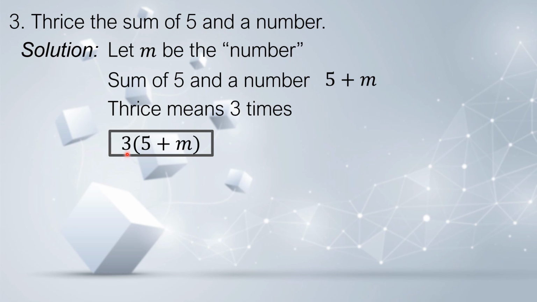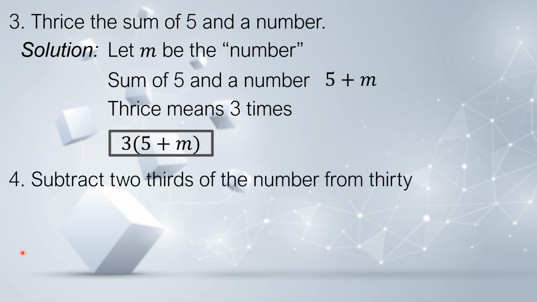Hindi pwede magkadikit ang 3, 5 plus m dahil ang una nating tinranslate ay ang sum ng 5 at ng number, and then saka natin i-multiply sa number 3. Next, number 4, subtract 2/3 of the number from 30.